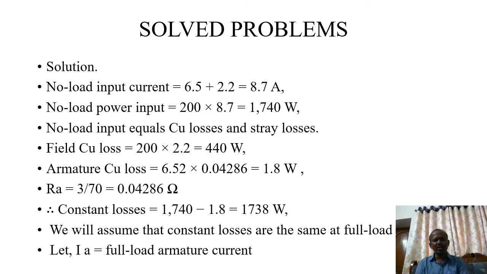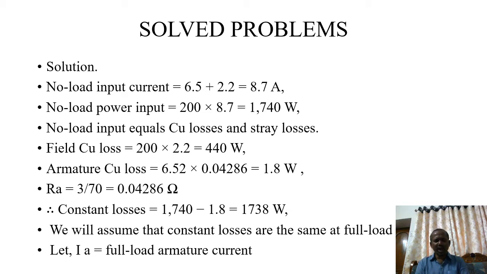Now the constant losses is equal to no load power input minus armature copper loss. 1740 minus 1.8, which is equal to 1738 watts. What is the constant loss? 1738 watts. We will assume that constant losses are the same at full load.